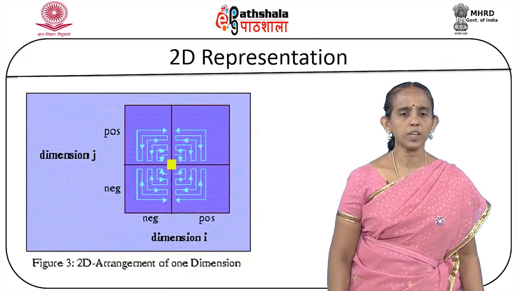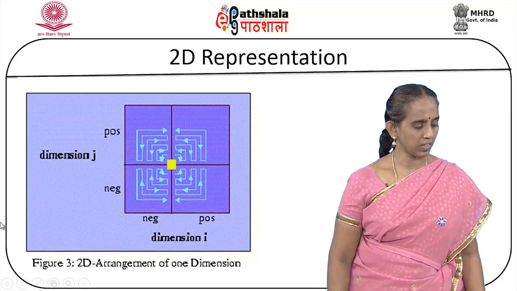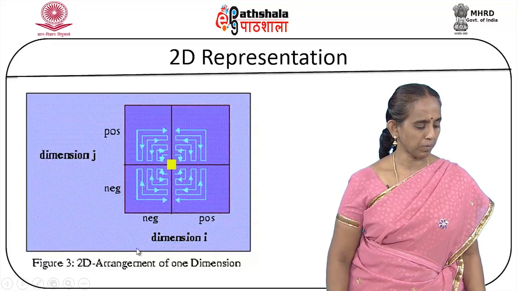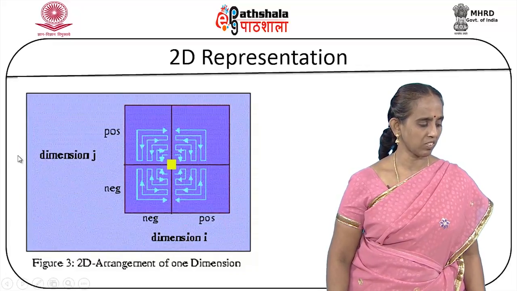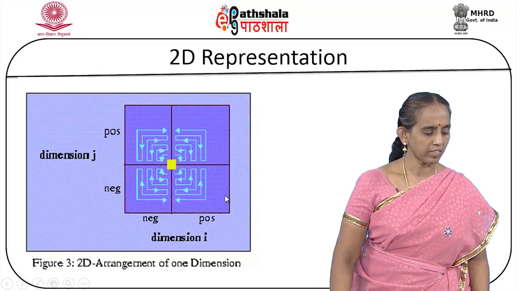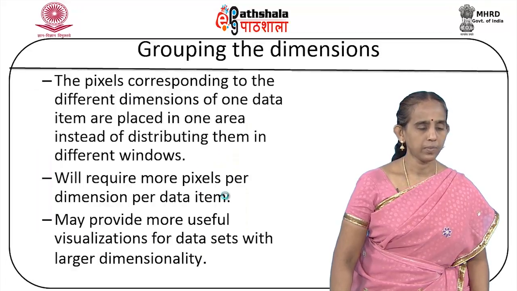So, this is a 2D arrangement of one dimension wherein we can see the positive as well as the negative values, wherein you are going to represent dimension i on the x-axis and dimension j on the y-axis. This is a two-dimensional representation of the data.